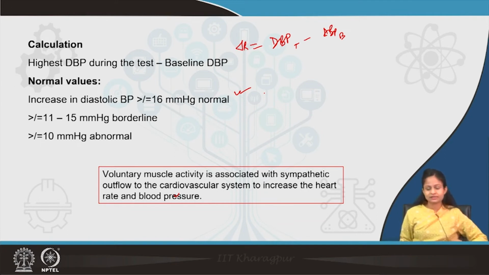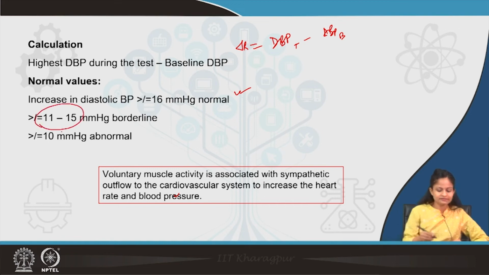If this increase in the diastolic blood pressure is within 11 to 15 millimeter of mercury, there is a borderline dysfunction. If it is below or equal to 10 millimeter of mercury, that is abnormal. So, these are the normal values you have to remember in case of the isometric hand grip test.